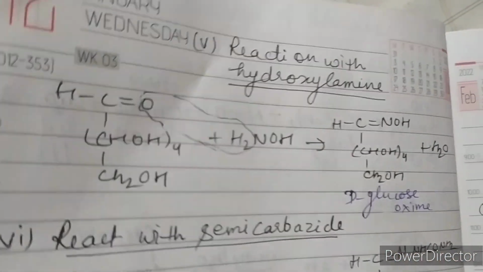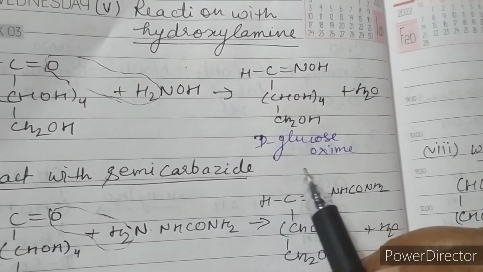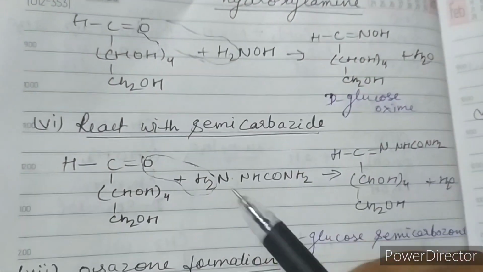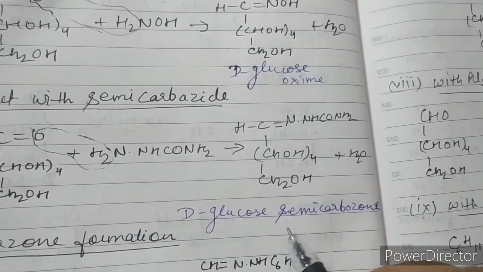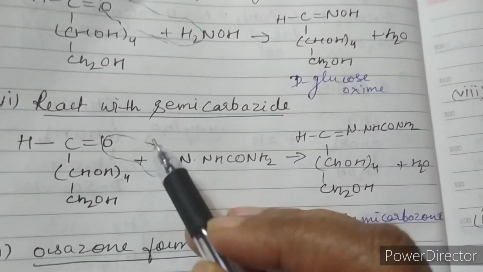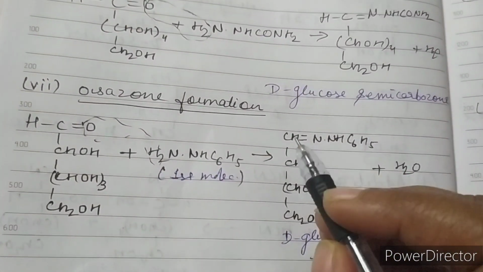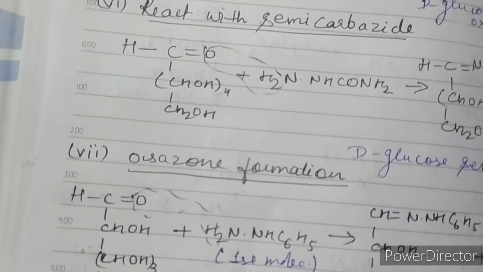Next is reaction with hydroxylamine. With hydroxylamine, it reacts to give D-glucose oxime and removal of a water molecule takes place. Reaction with semicarbazide. On reaction with semicarbazide, it gives D-glucose semicarbazone. Again, a water molecule is removed in the reaction as shown here. Next reaction is osazone formation.